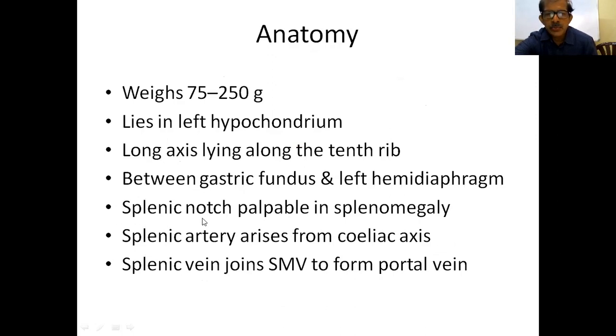So another thing is, we all say splenic notch, but it is palpable only when there is splenomegaly. So splenic artery, as you know, it arises from celiac axis, and the splenic vein will join the superior mesenteric vein to form the portal vein. But can you tell me, before splenic vein joins the superior mesenteric vein, another important vein joins it. What is that vein?